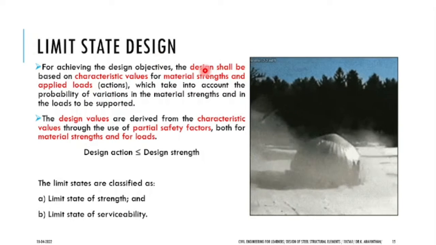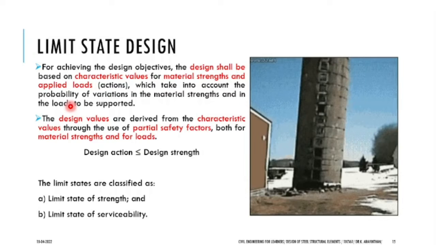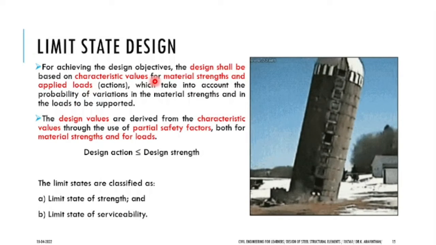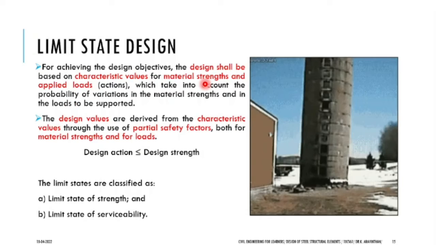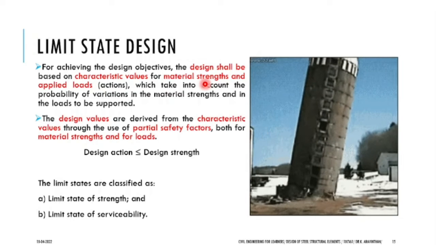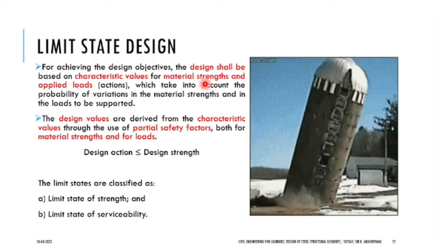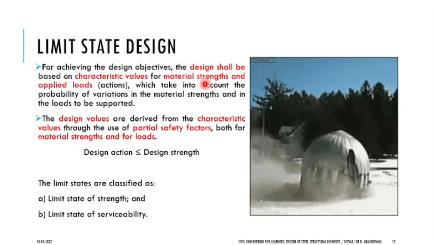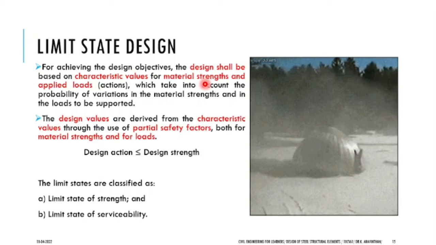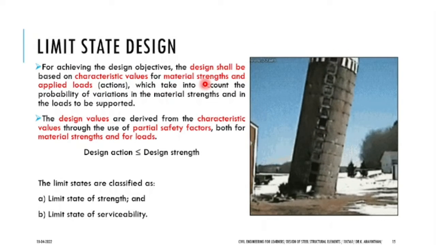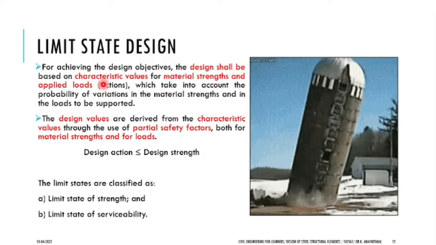For achieving the design objective, the design shall be based on the characteristic values of material strength and loads. What are the materials you are studying here? One is steel and another one is concrete. And what are the loads which are taken, I will discuss in the next slide. These are the two important parameters: material and loads.